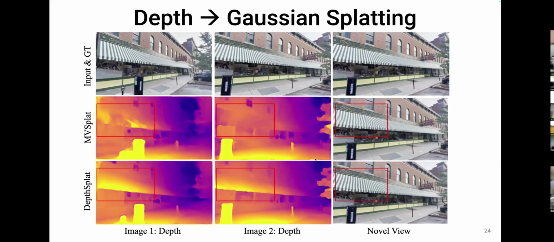Another thing we want to show here is that we're not just giving high quality novel synthesis, right? We are also able to produce better depth. For example, NVSplat can also produce depth, but as you can see here, the depth is completely wrong in this part compared to ours. We actually produce this correctly.